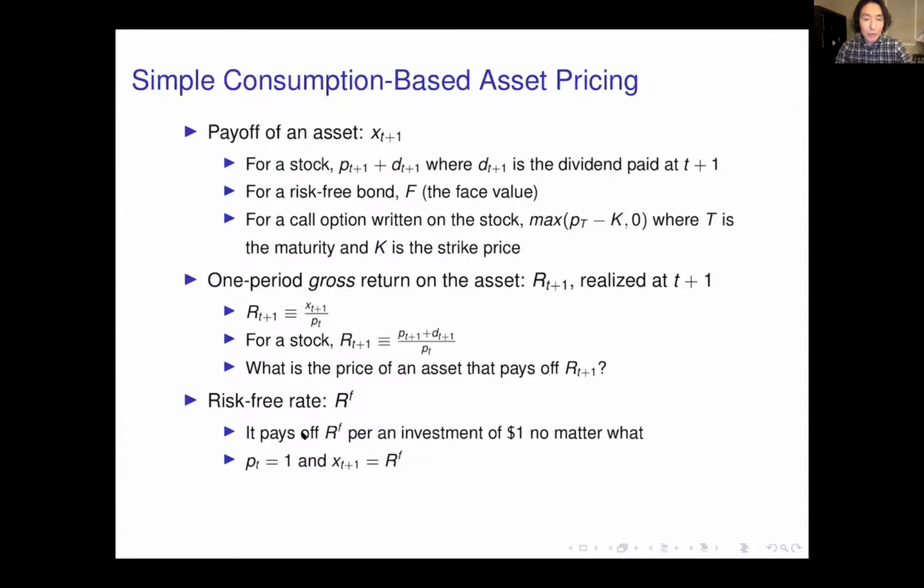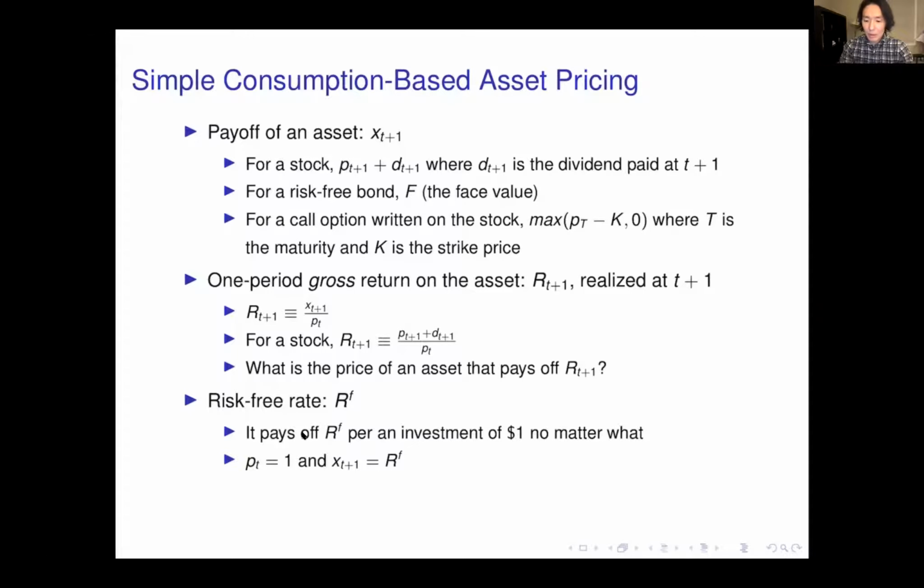그리고 risk-free bond를 가정할 거고요. There's a risk-free bond whose face value is f. And the one period's gross return is denoted as rt plus 1. Where the return is future payoff divided by the current price, and so on. And we will assume there's a risk-free rate, which is RF.